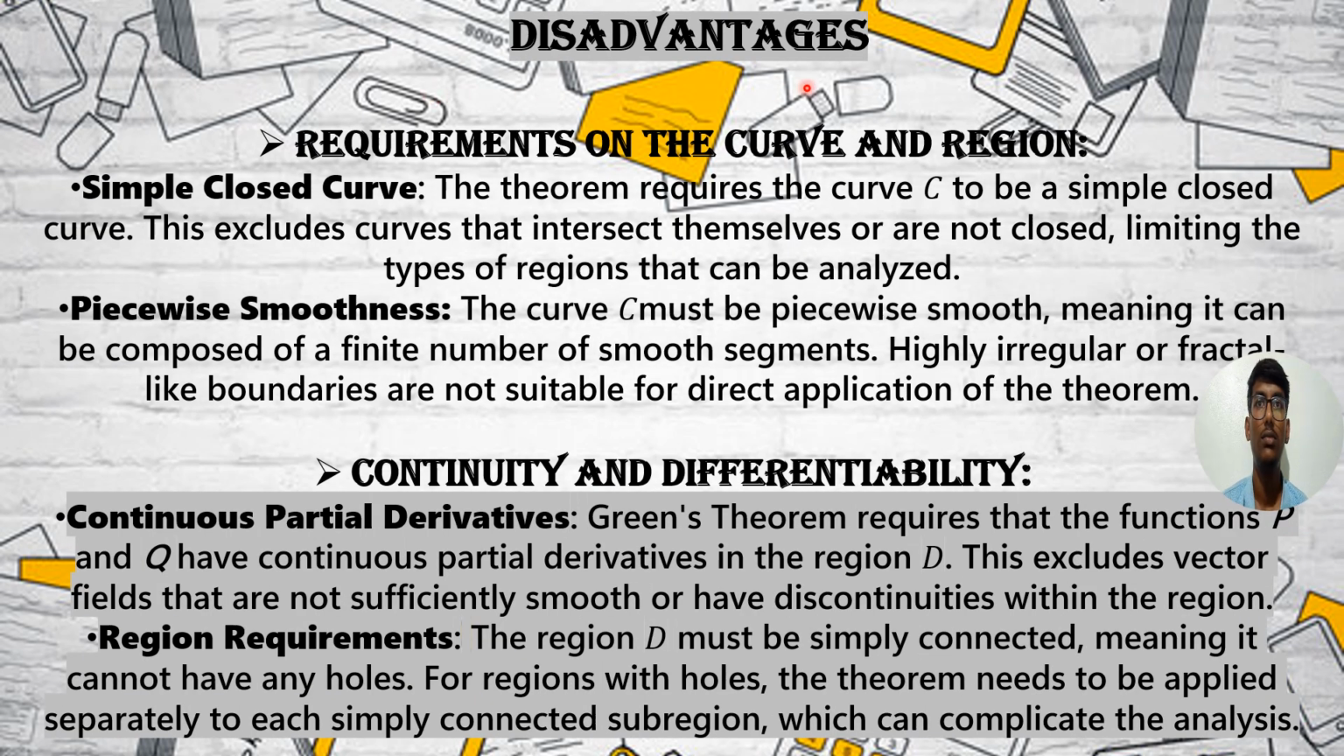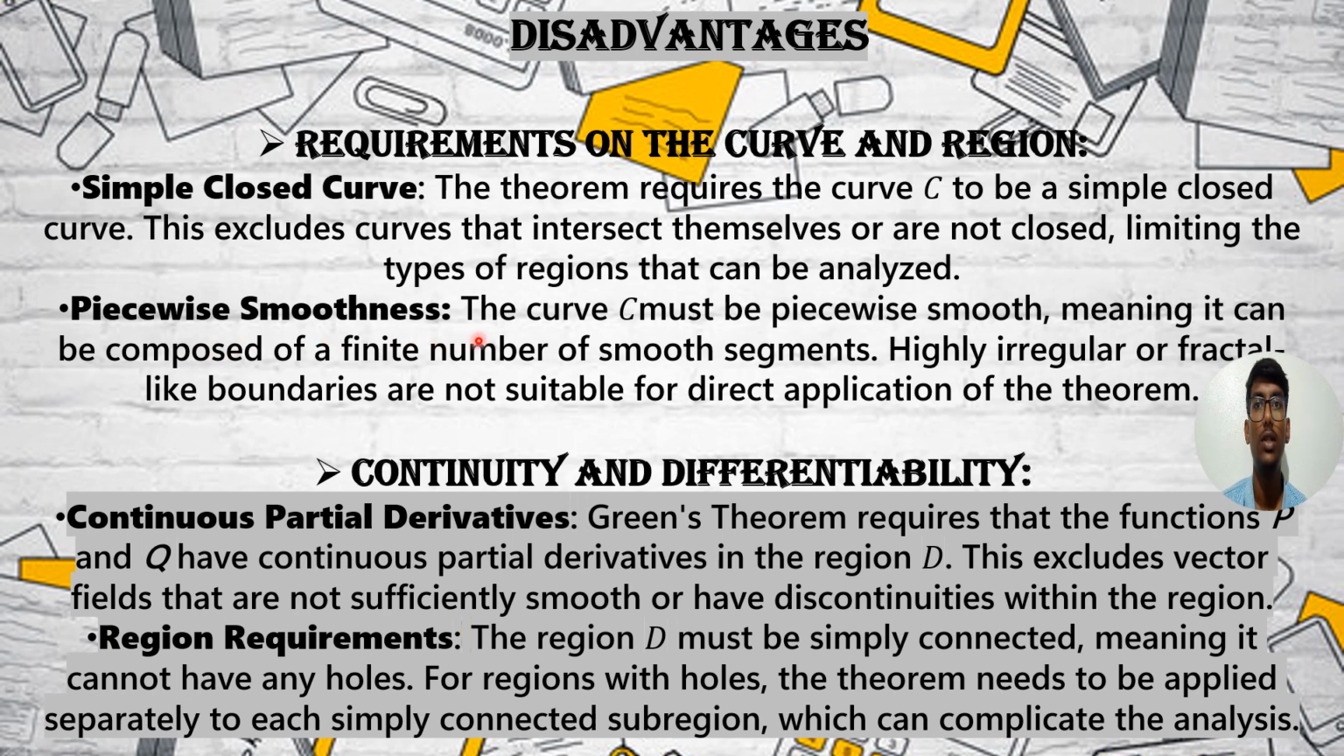Let's see some disadvantages of Green's theorem. Requirements on the curve and region. Simple closed curve: the theorem requires the curve C to be a simple closed curve. This excludes curves that intersect themselves or are not closed, limiting the types of regions that can be analyzed.